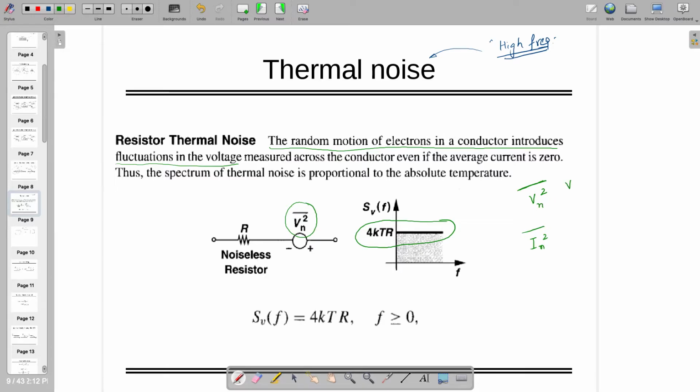If you are making Vn, you can make In also. There are many ways to note, symbolize, or write down its equivalence. The unit of this one will be volt per root hertz. Current is ampere per root hertz. This one will be amp square per hertz, and this is volt square per hertz, right? This is noise in terms of voltage or noise in terms of current at a given frequency.